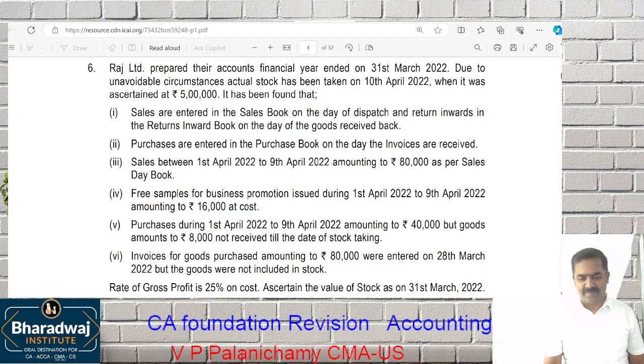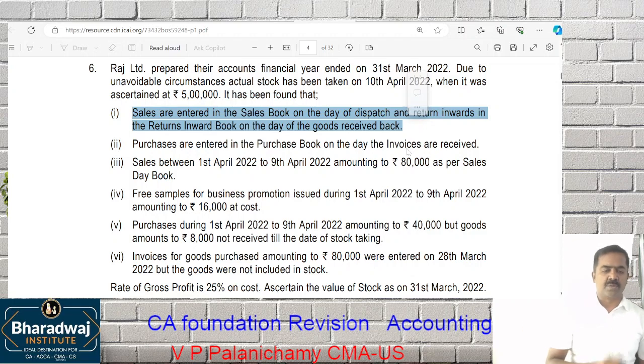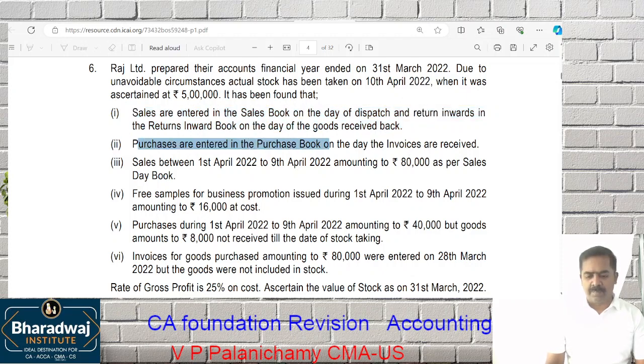Look at this question. Raj Limited, this is June 2023 model test paper. Okay, 31st March. But stock taking happened on what date? 10th April. What is the value of the stock? 5 lakhs. Sales is entered in the sales book on the day of dispatch. Returns inward is taken only when the goods are taken back. When goods are sold, immediately sales record la பண்ணிடுவோம். But goods customer return பண்ணா customer நம்ம கையில எப்போ வந்துச்சோ அப்பதான் ரெக்கார்ட் பண்ணணும்னு சொல்லியிருக்காங்க. Purchases are entered in the purchase book once the invoices are received. Okay. Sales 80,000 கொடுத்திருக்காங்க.